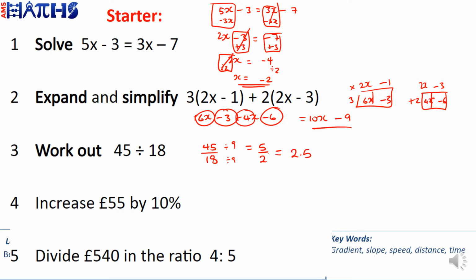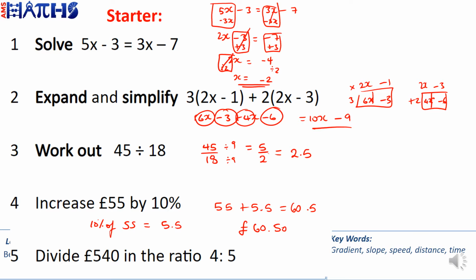Our next question is to increase 55 by 10%. So we'll find 10% first. To find 10% of a number, we divide by 10. So 55 divided by 10 is 5.5. Okay, and we're increasing 55 pounds by 10%, so we add 55 to 5.5, and that gives us 60.5. And because it's money, we write 60 pounds and 50 pence.